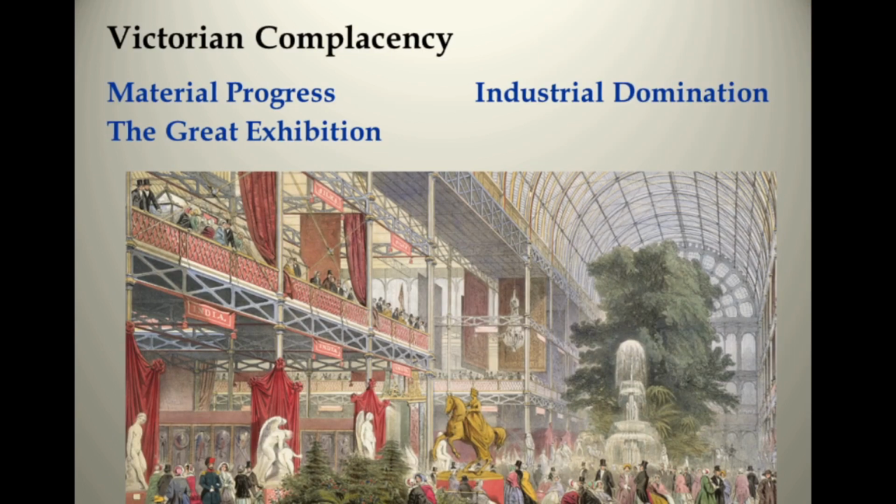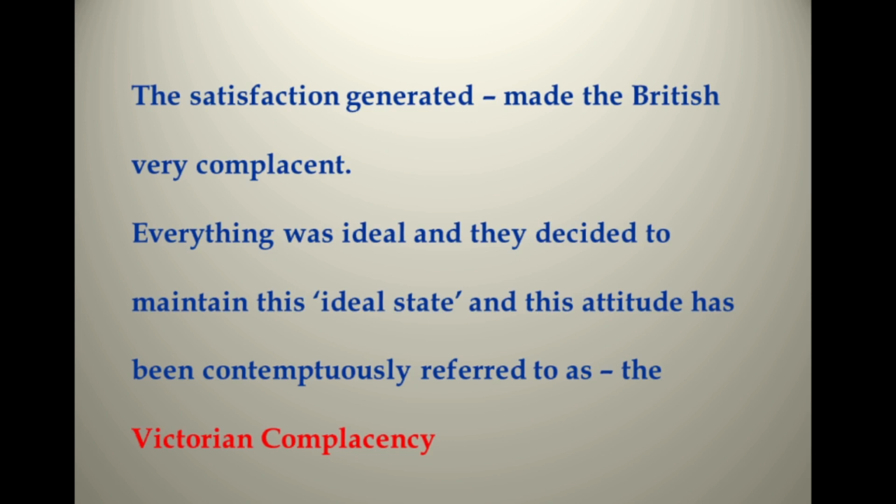Now, Britain during the reign of Queen Victoria, as I said, took great pride in its material progress and its industrial domination. And they decided to display this in a great exhibition of 1851. This was organized by Henry Cole and Prince Albert, who was the consort of the Queen. After this, a great deal of prosperity came to Britain and made the Victorian people very complacent, because they believed that they had achieved everything and everything was ideal, and they decided to maintain this ideal state. But this state has been contemptuously referred to as Victorian complacency.